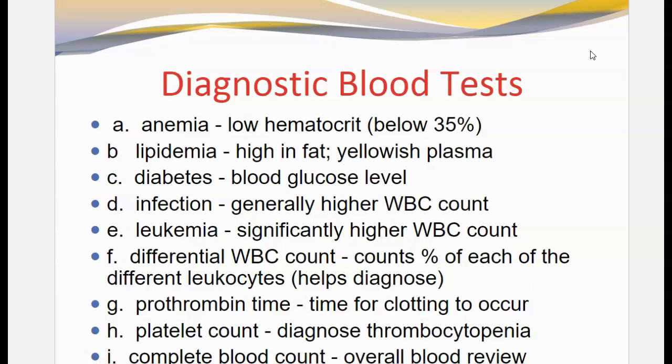If your white blood cell count is elevated, then you have an infection. Then you would do a differential count to see what type of infection. They'll do a clotting time on it as well. They'll measure your platelets. Basically, you go in and they'll order a complete blood count and just get it all done at one time. So, all right, there you go, blood.